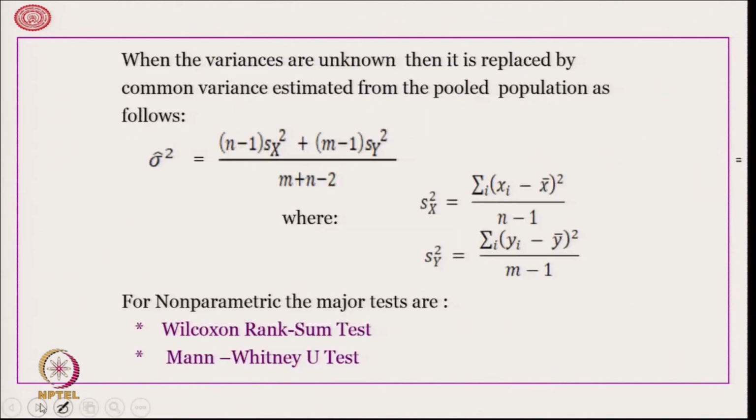However, when the variances are unknown, then it is replaced by a common variance, and that is typically estimated by (n minus 1) s x square plus (m minus 1) s y square, divided by m plus n minus 2, where s x square is the sample variance for x and s y square is the sample variance for y. So, this is what we do for the parametric case.